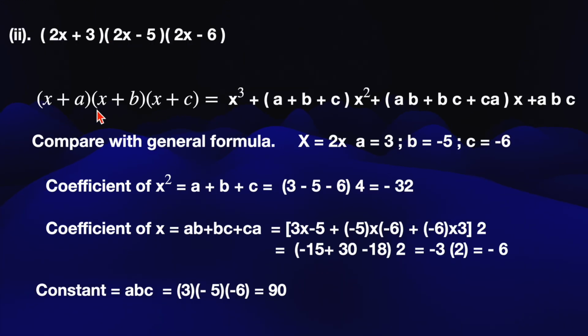Same type of sum. Write down the general identity, and then here you have to be careful. In place of x, it is 2x.